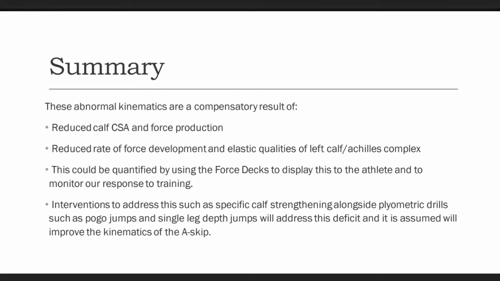So as a result of this, our interventions to address this should be strengthening the calf alongside plyometric drills such as pogo jumps and single leg depth jumps. We'll hope to address this deficit and assume it will improve the kinematics of the A skip.